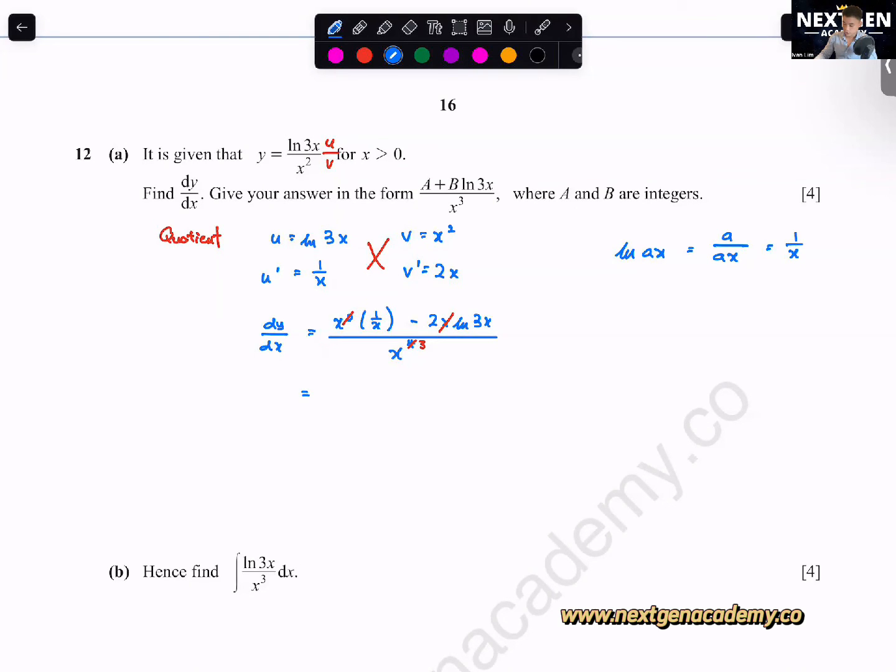So ln 1x, 2x, 3x, 4x, 5x, 6x, 1000x, or a fraction times x, will also become 1 over x when differentiated, because on top is your f prime x and the bottom is f x. All right, so here, what else can you simplify? The x and x here will become 1 minus 2 ln 3x over x cubed, where a is equal to 1, b is equal to negative 2.